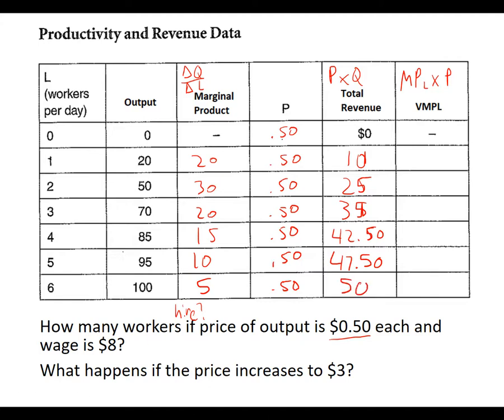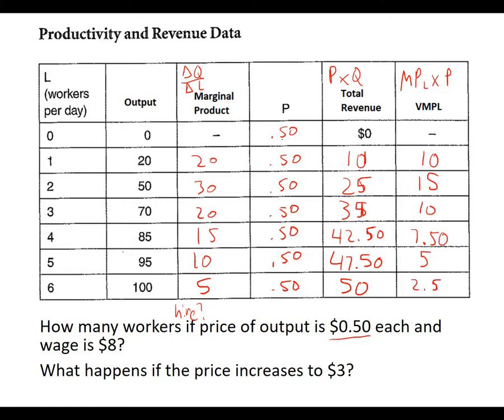And then $50. Okay, so the value of marginal product of labor is going to be marginal product times the price. So this is going to be 10, and then this is going to be 15, and this is going to be 10, and this is going to be 750, and this is going to be 5 250. Okay, so what's going on here?